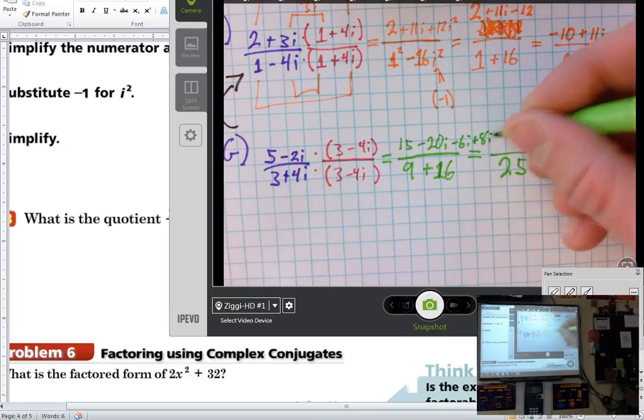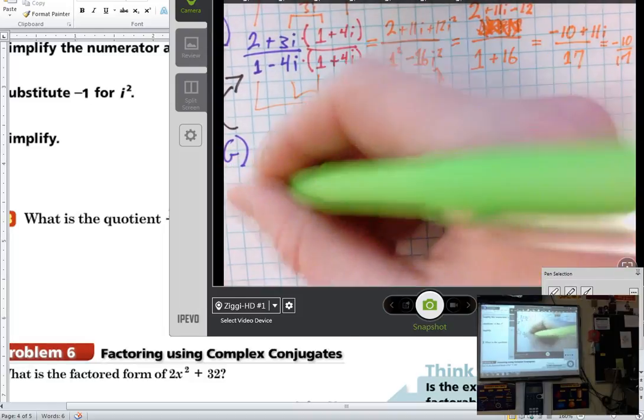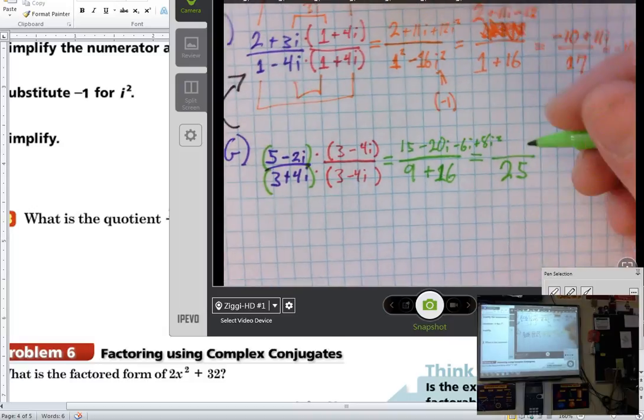Do you just foil the top and bottom? Yeah, you foil both. So we have binomial on top and binomial on bottom. So if it's binomial times binomial, we got to foil. Yep. And remember, we're really just distributing, but foil is the process we use to make it easy. Make sure we don't forget anything.